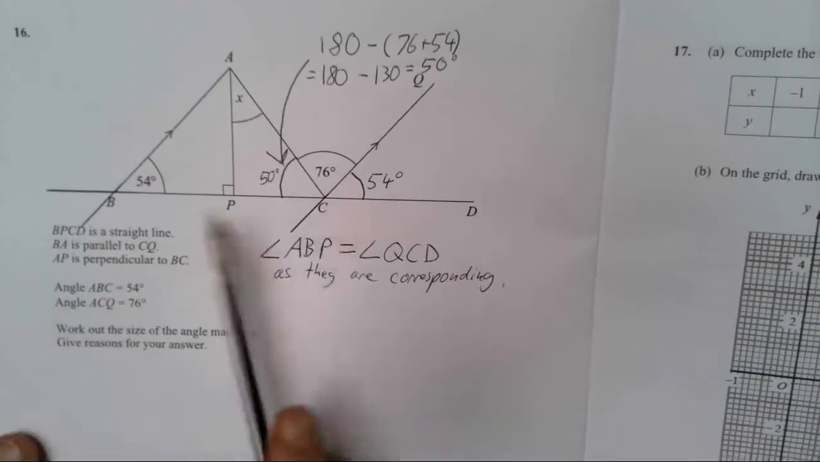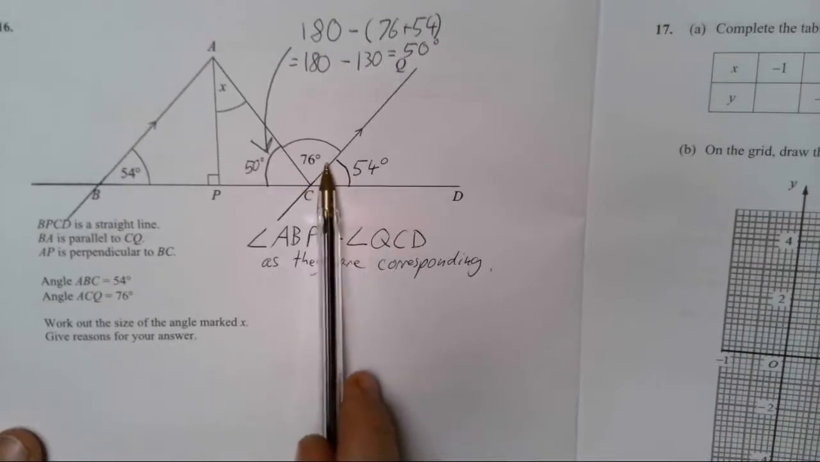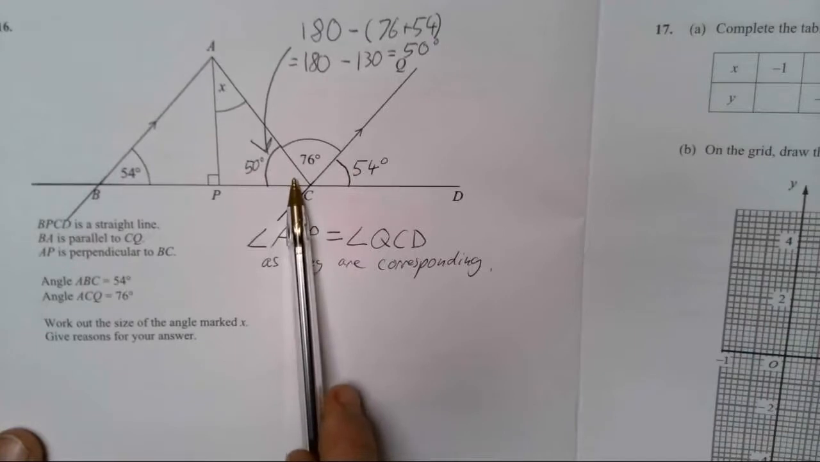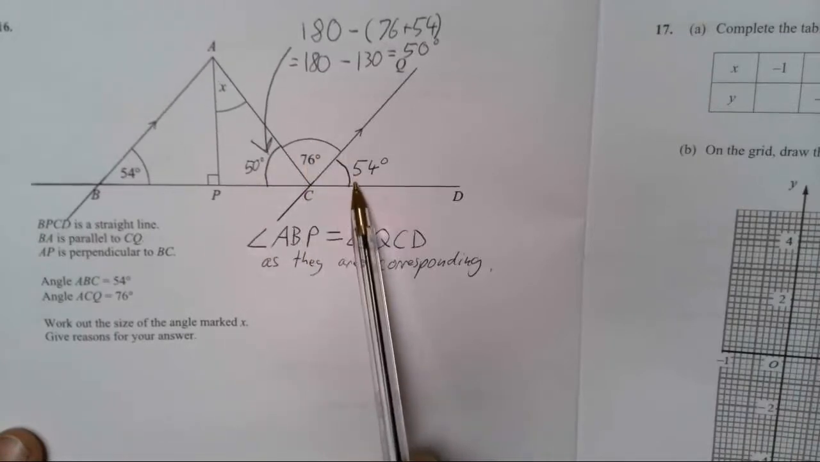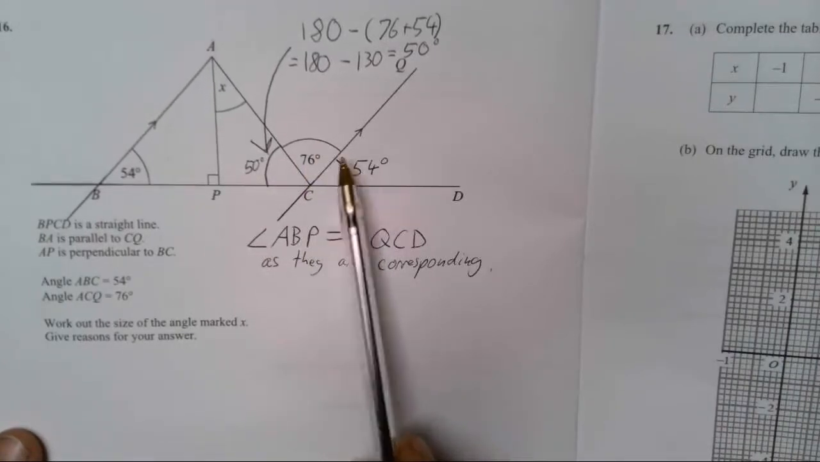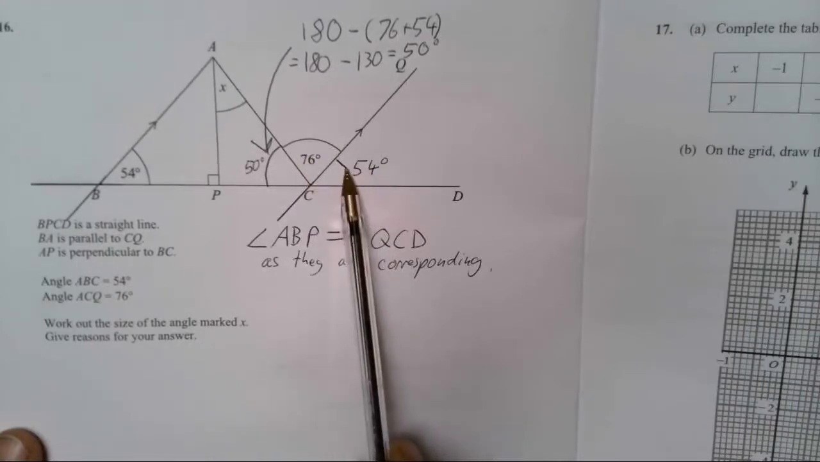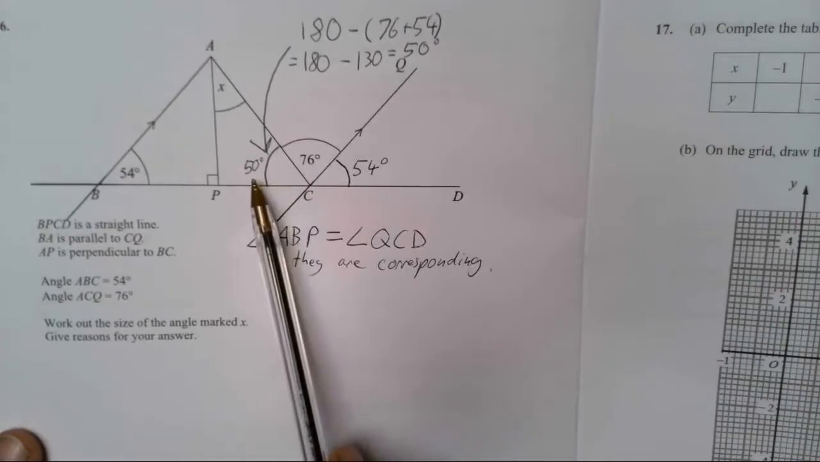So, this angle here, because of angles on a straight line, I know these two, I know that's a straight line, I can work out what that one must be. Okay, so that one's going to be 50 degrees, because if I have a 180 degrees angle on a straight line, I take away the 54 and the 76, I'm taking away 130 in total, that gives me 50 remaining.